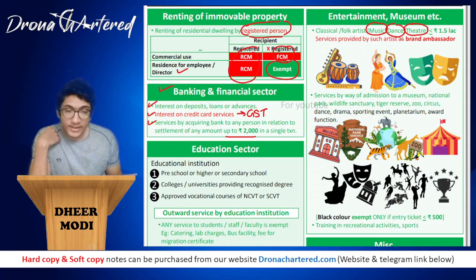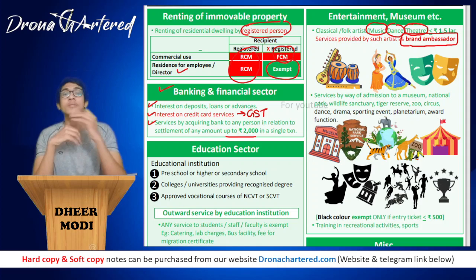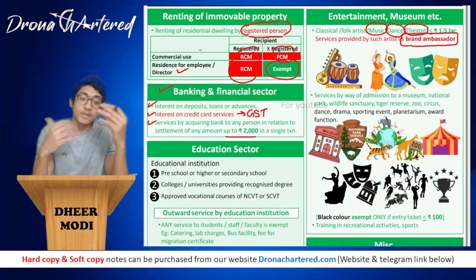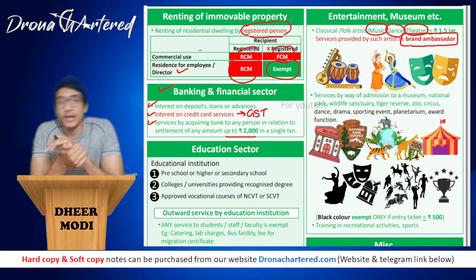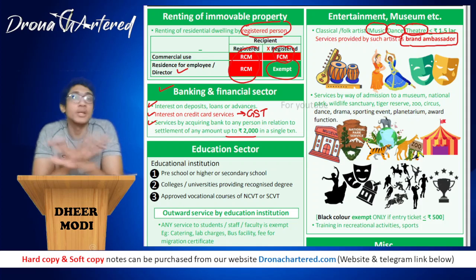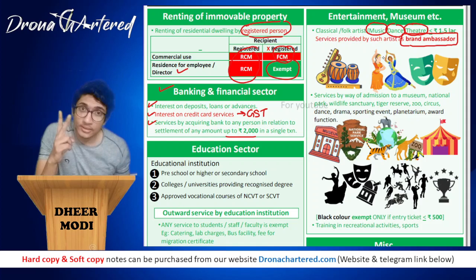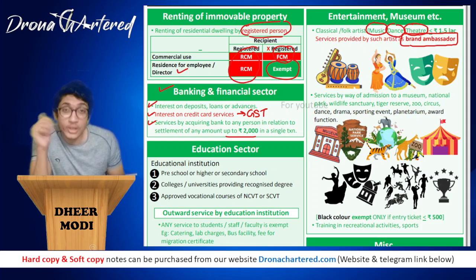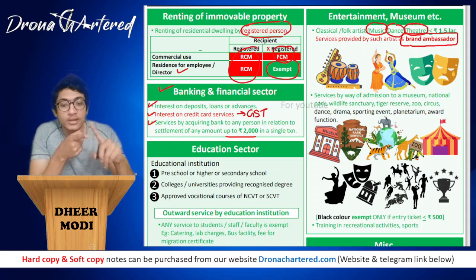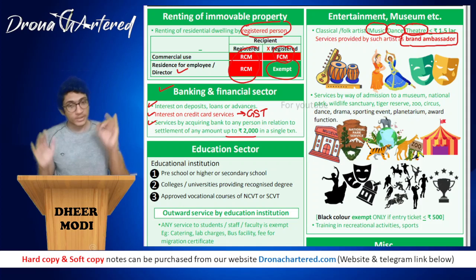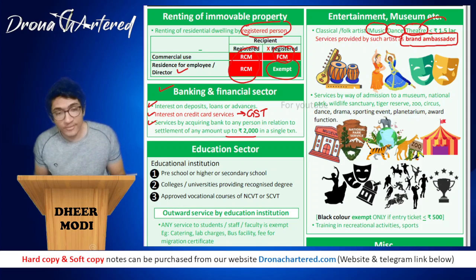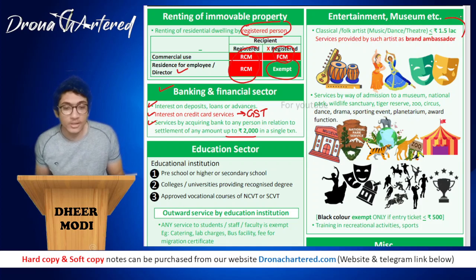And services provided by such artist as brand ambassador, remember, will become taxable. Even if it is one of these three artists, if it is as a brand ambassador, it will become taxable to GST, and GST will be leviable. It will not be exempt. It is a very, very common point to ask in questions. So remember this. Remember, drawing, sketching, all of these are not included. It is only, thank you, Dheer Modi, that is theater, dance, and music, TDM. Only and only if it is up to 1.5 lakhs. So I'll erase it so that it is easier to read.